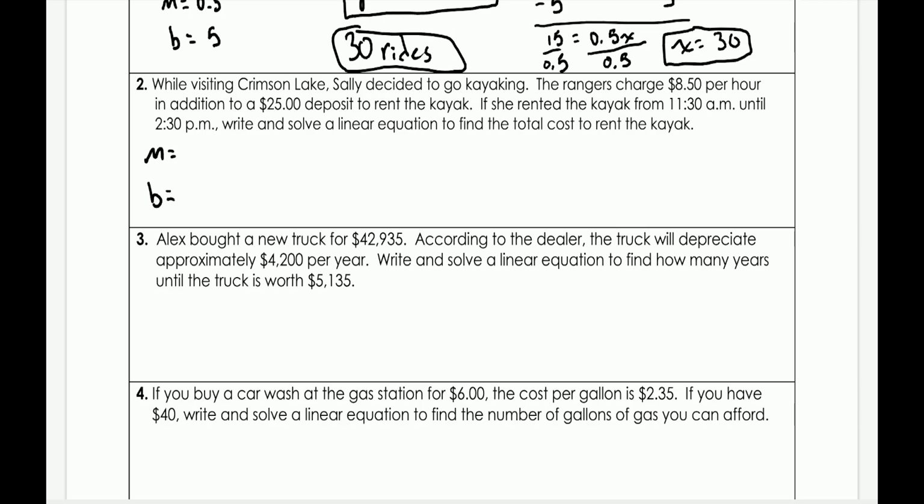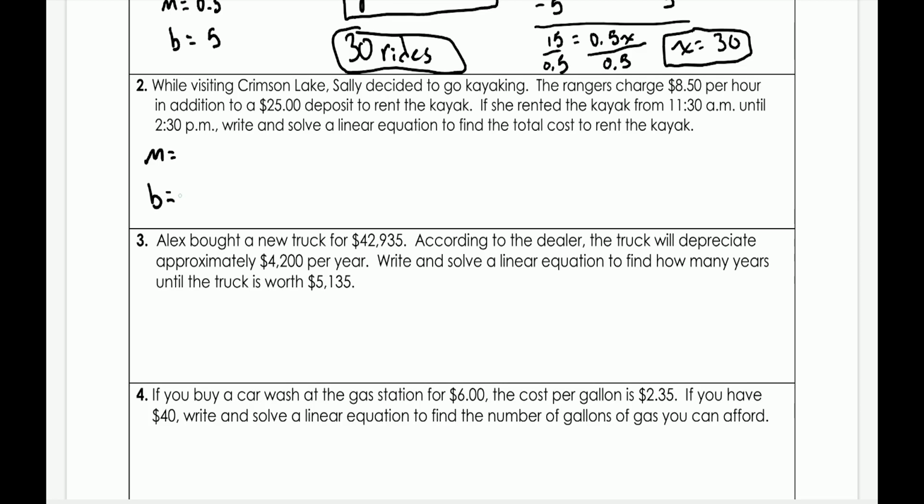If we read the problem again, we have that the Rangers charge $8.50 per hour in addition to a $25 deposit. So what stays the same and what changes? Well, even if you're not even out on the lake for an hour, you're still going to have to pay $25 to get a kayak. So we're going to say that our starting point is going to be $25. And then the rate of change would be $8.50 per hour. So M would be equal to 8.50.